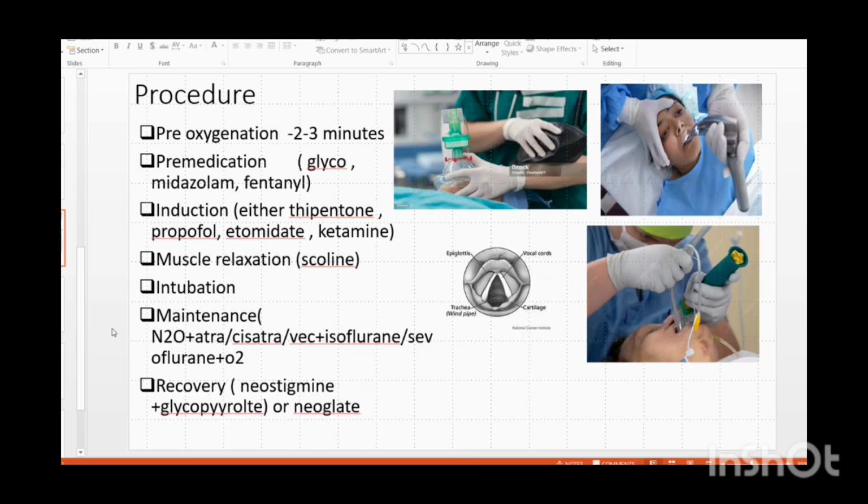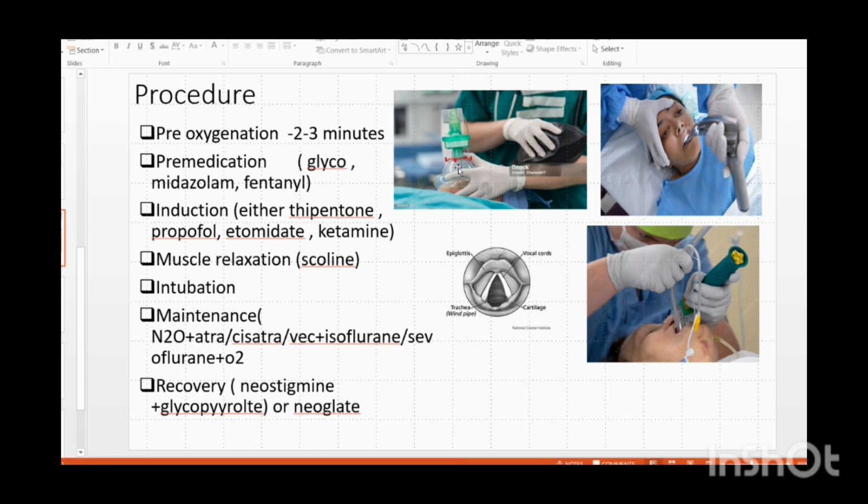Next, we will move on to the procedure. What is the procedure? We attach the monitor, everything is done, and the patient is settled down. Next, what is the next step? They will oxygenate the patient for 2 to 3 minutes.